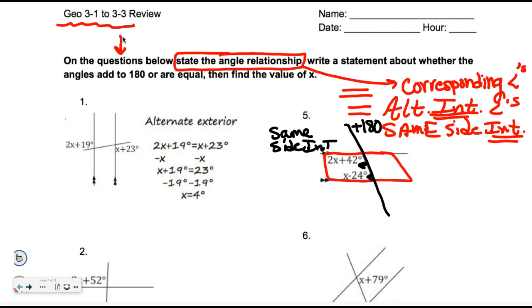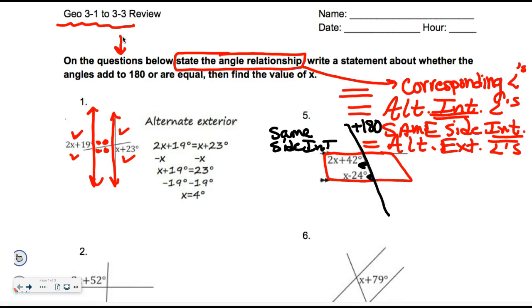And the last pair is the alternate exterior. Alternate exterior angles are on the outside of the parallel lines. So watch over here. Here's a parallel line. Here's a parallel line. These guys right here are all called interior. These out here are all called exterior. Alternate exterior angles are also equal to each other, or congruent.